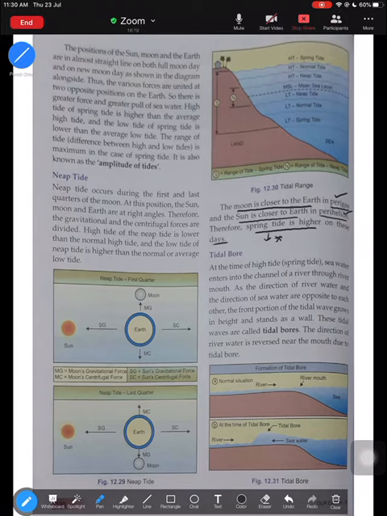So any time for a gravitational force or a centrifugal force to be higher, the object has to be closer. So on these two dates, perigee and perihelion, when the sun and the moon are closer to the earth, spring tide is very, very high.